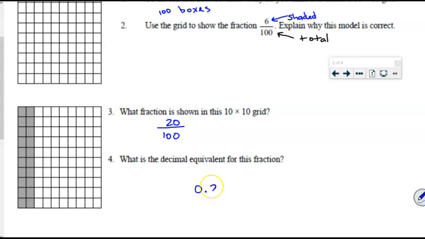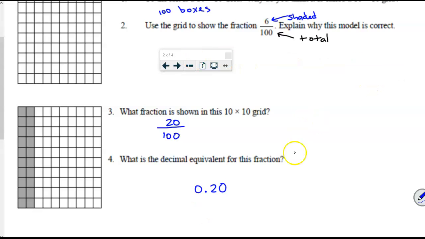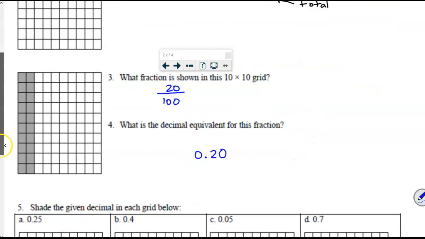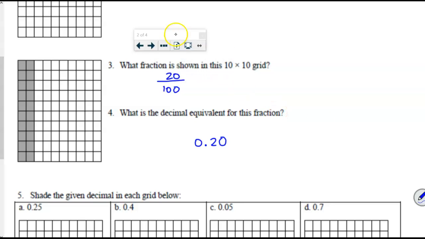Let's make sense of why, because this might be hard to see. To make it easier, I'm going to write it as 0.20. And we're going to have a quick conversation about place value. Here is the decimal point. Right here, this is our ones.